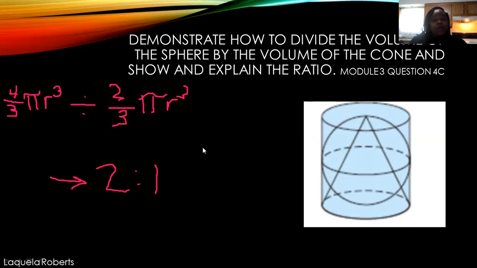Part C, we're going to demonstrate how to divide the volume of the sphere by the volume of the cone and show and explain the ratio. So of course with this, you're going to use 4 divided by 3 pi r cubed divided by 2/3 pi r cubed, and that's going to be a 2-to-1 ratio.